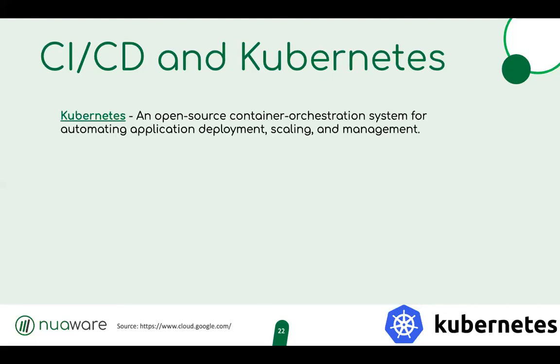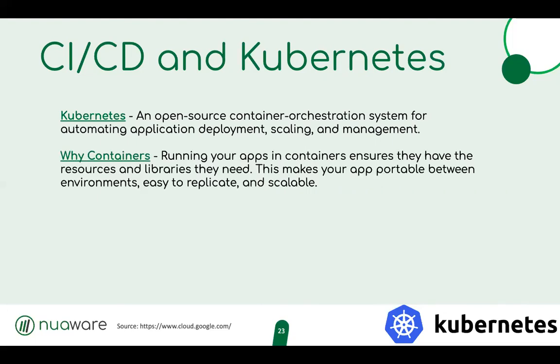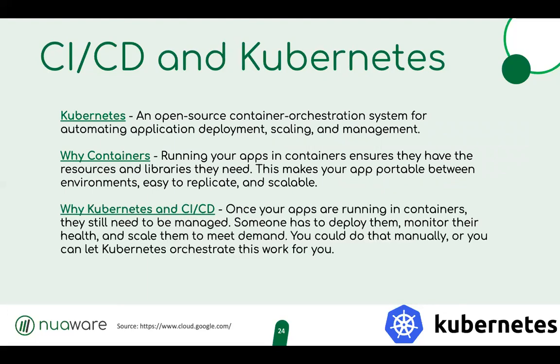Kubernetes is an open source container orchestration system. It's used for automating application deployment, scaling, and management. Running your apps in containers ensures that they have all the resources and libraries they need. This makes your app portable between environments, easy to replicate, and scalable. Now, once your apps are running in containers, they still need to be managed. Someone has to deploy them, monitor their health, and scale them to meet demand. You could do that manually, or you can let Kubernetes orchestrate all of this work for you. Yet again, adding another level of automation.